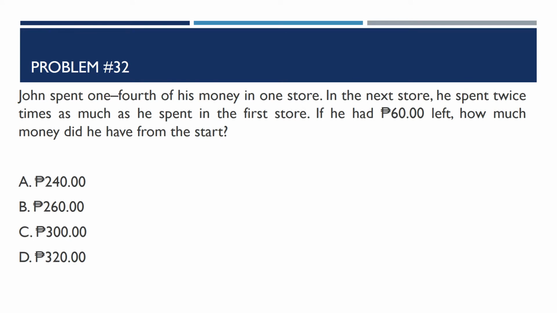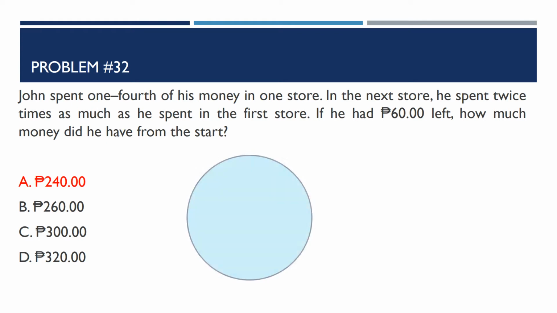Number 32. John spent 1/4 of his money in one store. In the next store, he spent twice as much as he spent in the first store. If he had 60 pesos left, how much money did he have from the start? So let's find the answer. The answer for this problem is 240 pesos. So let me explain to you how we get this answer.